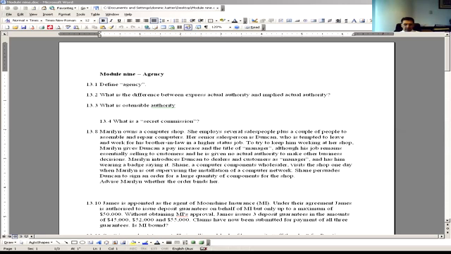13.8. Marilyn owns a computer shop. She employs several salespeople plus a couple of people to assemble and repair computers. Her senior salesperson is Duncan, who is tempted to leave and work for his brother-in-law in a higher status job. To try to keep him working at her shop, Marilyn gives Duncan a pay increase and the title of manager.